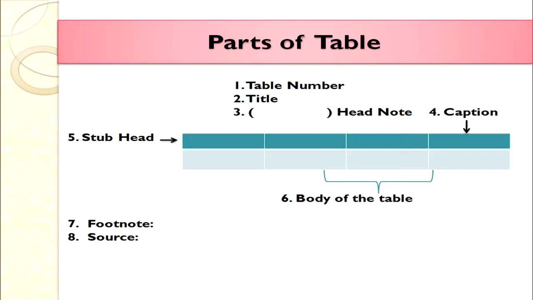Then comes caption. Then comes subheads. And we can see over here the body of the table, the most important thing where all the information is there. Next, footnote, just below the body of the table. After that, source. So, how many parts of the table are there? There are 8 parts of the table. Now, we are going to discuss them in detail.